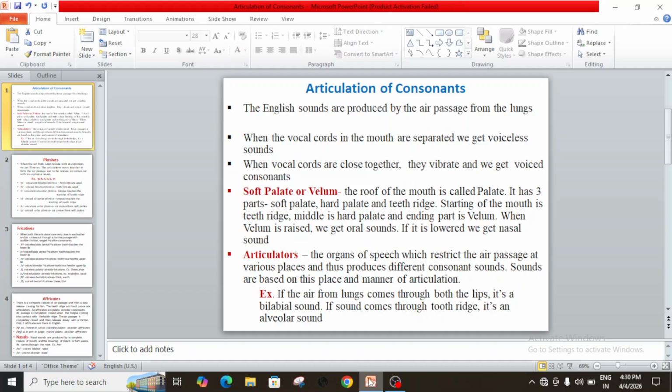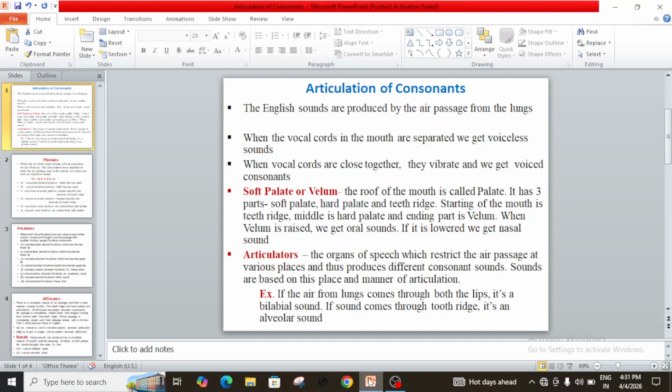An important part of the articulation or making of consonant sounds is played by the soft palate or velum. The roof of the mouth is called the palate. It has three parts: teeth ridge, hard palate and soft palate. The start of the mouth is the teeth ridge, the middle is the hard palate, and the ending part is the velum.